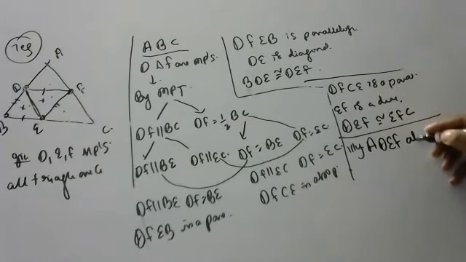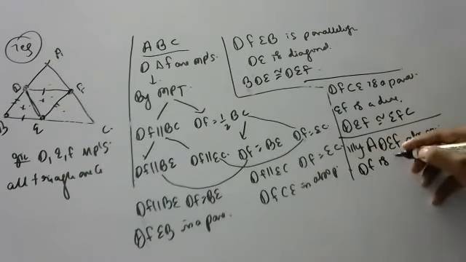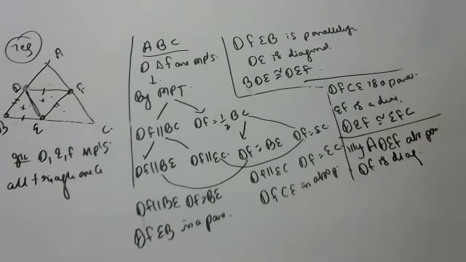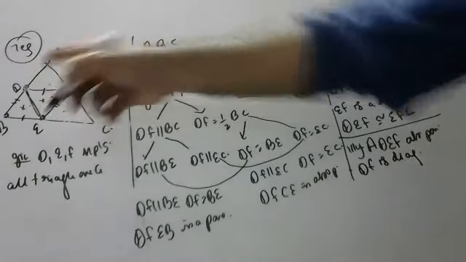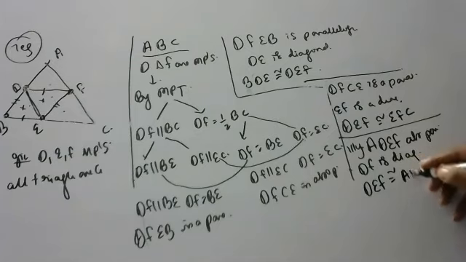ADEF is also a parallelogram. Again, you need not do all these things. ADEF is a parallelogram, which means DF is a diagonal. DF is a diagonal, which means DEF is congruent to ADF.